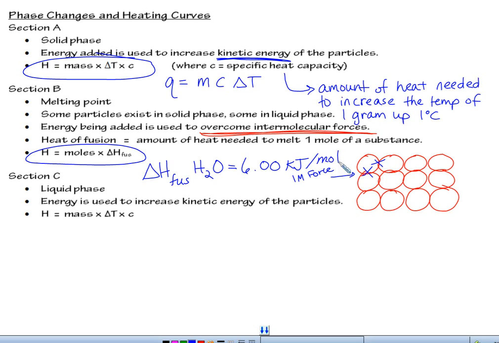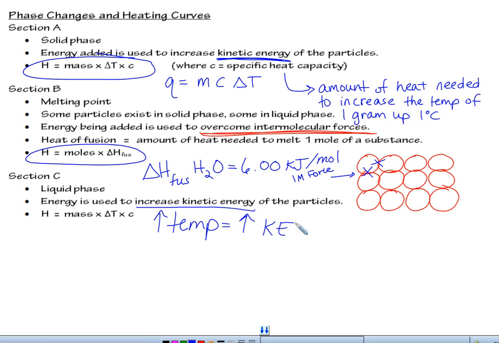Okay, so now we follow the same trend through the other sections of the graph. Section C is the liquid phase. And so again, now when I see the temperature change, I should see an increase in kinetic energy. If I increase temperature, I should see an increase in kinetic energy. The particles are just moving faster.